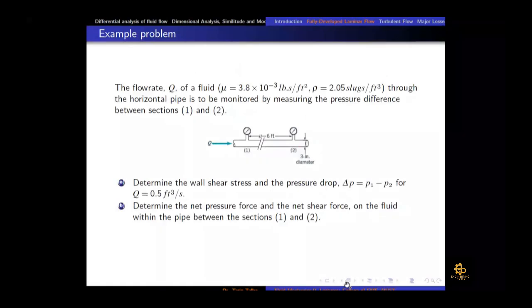Part B is where we need to calculate the net pressure force. So net pressure force, if you see this pipe flow, would be acting in the positive x direction, and the net shear force, which is being applied by the pipe surface, would be acting in the negative x direction, so that they are balancing each other. So there is no acceleration of fluid. So the flow is fully developed. It means that velocity does not change in x direction. So if we calculate these two forces, net pressure force and net shear force, they should be equal and opposite if it is fully developed laminar steady pipe flow.